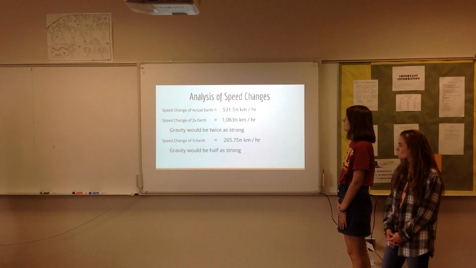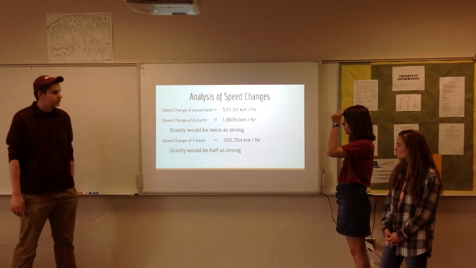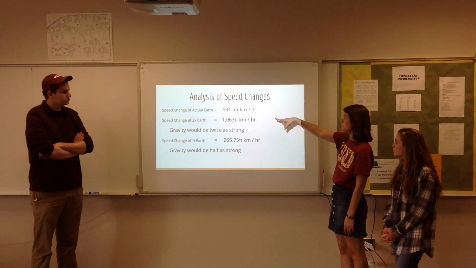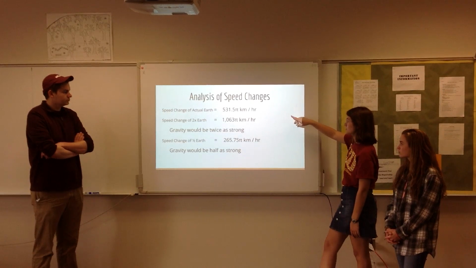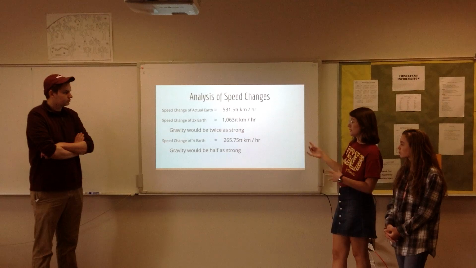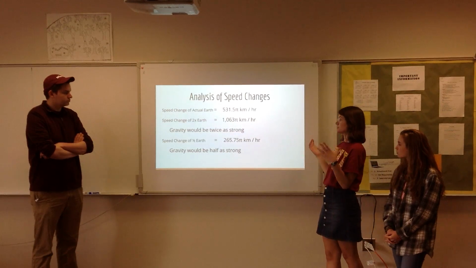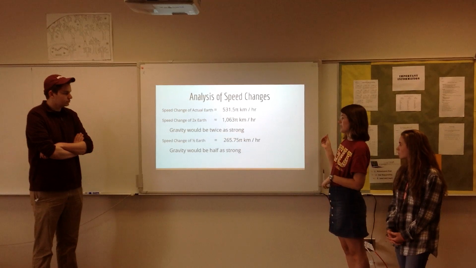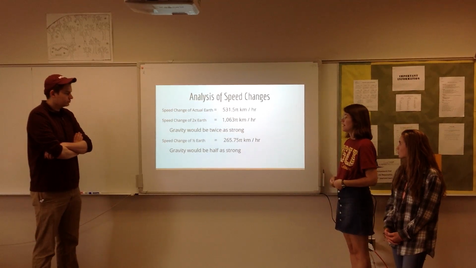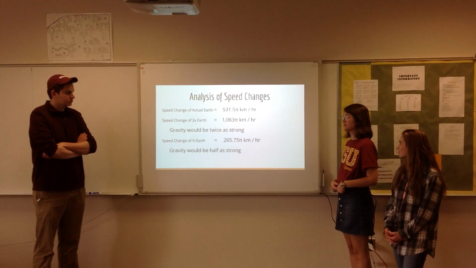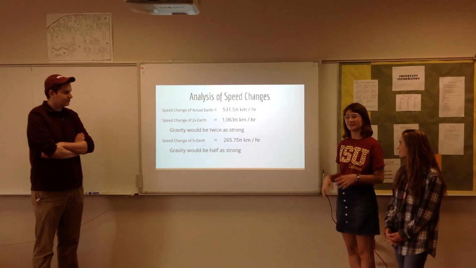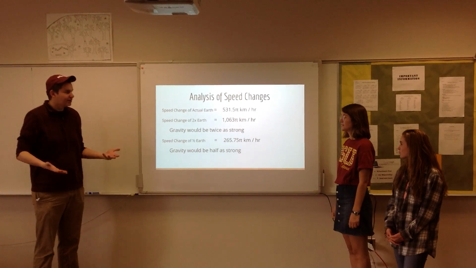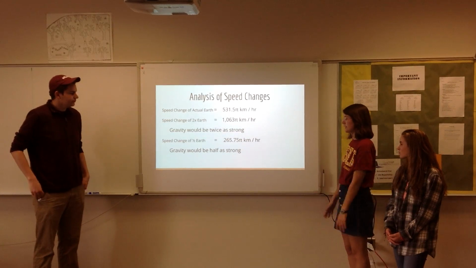And then the analysis of the speed changes. So the speed change of 2 times Earth is double what the actual Earth is. And if the radius was 2 times as big as our actual Earth, then the gravity would be twice as strong, and that would affect some things. We couldn't maintain this body structure. The structure of our body would definitely be different.